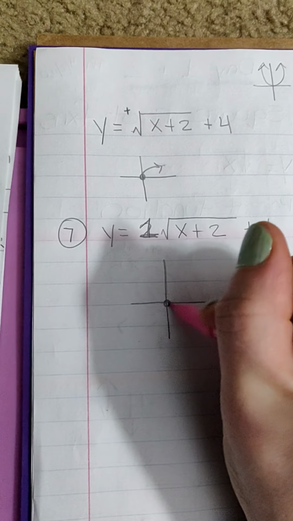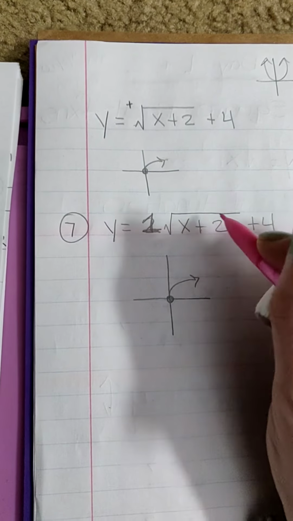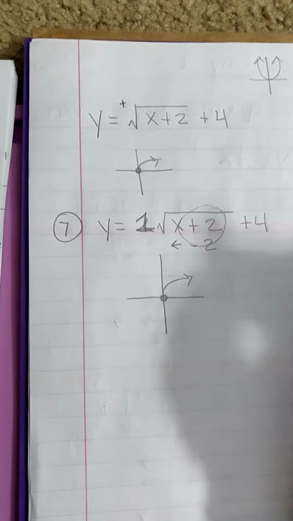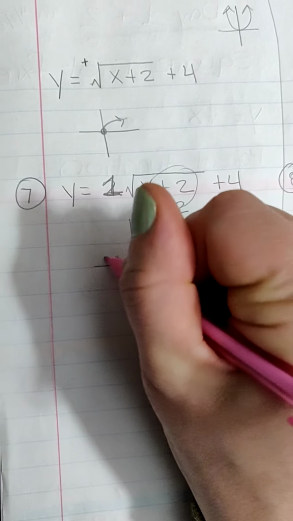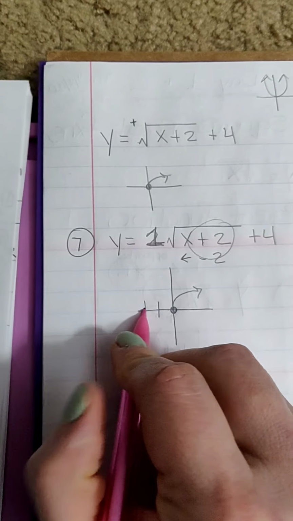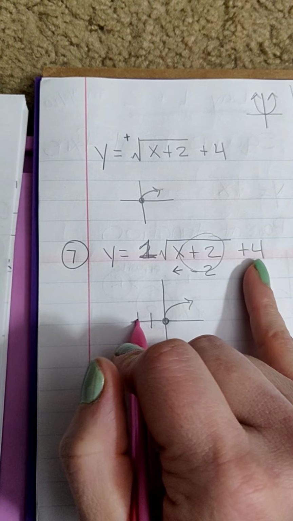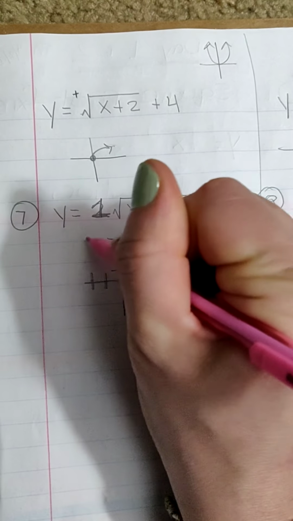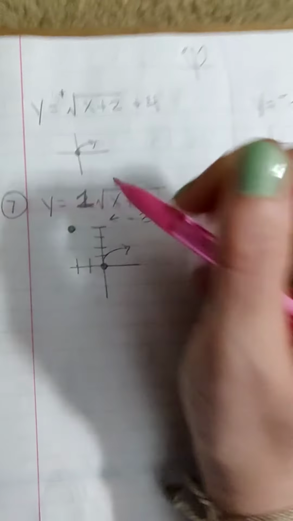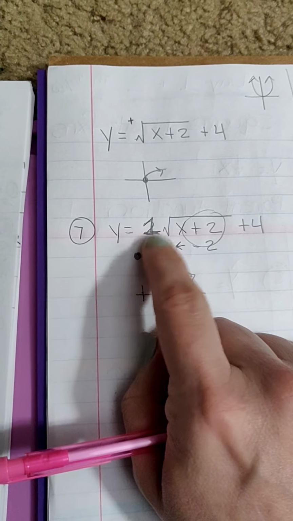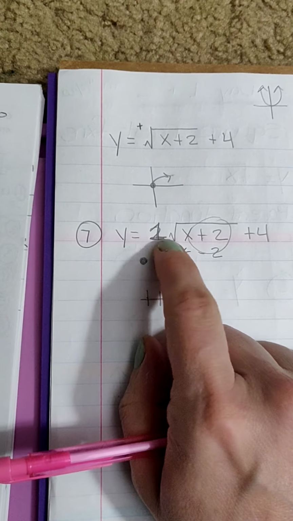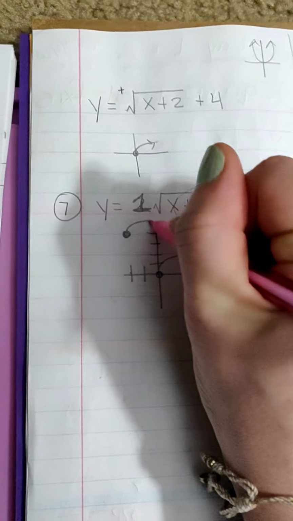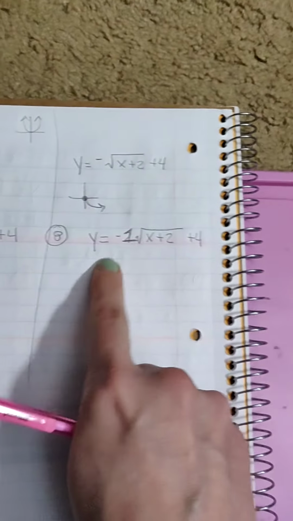here's our parent function. It starts at 0. Positive 2. The opposite of a positive 2 is a negative 2. That means I'm going to go left, negative 2. Negative 1, negative 2. Here's my bus stop. And then because this is a positive 4, I'm going to go up 4. Up 1, 2, 3, 4. Here's my dot. But now I have to pay attention to if this is a positive number or a negative number. Since it's a positive number, it's going to curve up. Over here, I have a negative number.